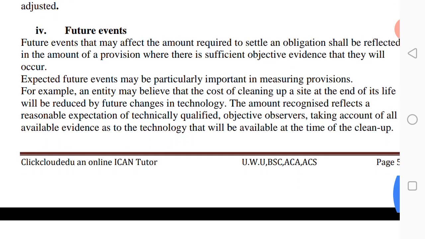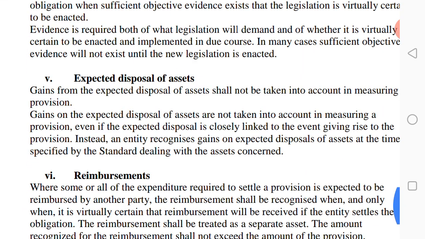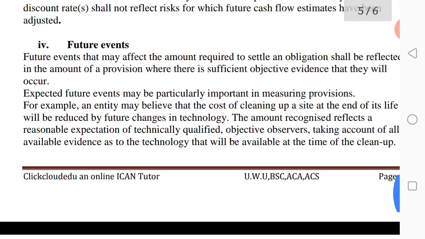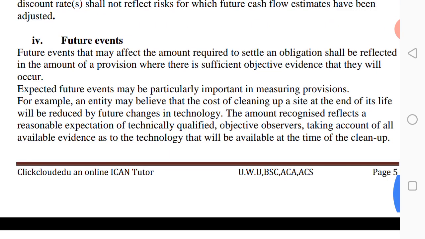Now the future event. Before we can also recognize the provision, we must talk about the future event. The future events that may affect the amount required to settle an obligation shall be reflected in the amount of a provision where there is sufficient objective evidence that they will occur.